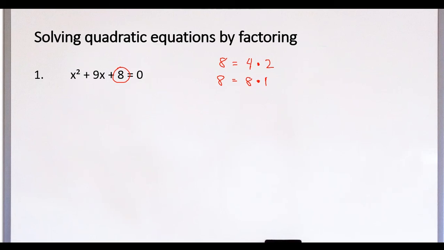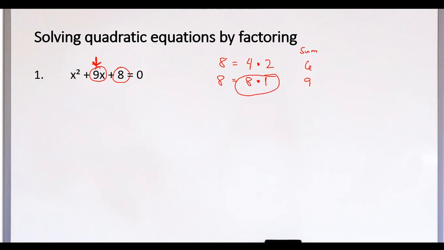Now, the next thing you will do is to look at the numerical coefficient of the linear term. So here is our linear term. The numerical coefficient here is 9. Now, look for a sum of 9 from our factors. So let's get the sum of our factors. 4 plus 2 will give you 6. 8 plus 1 will give you 9. There you go. So now we have obtained 9 here. So therefore, we're going to use these factors.